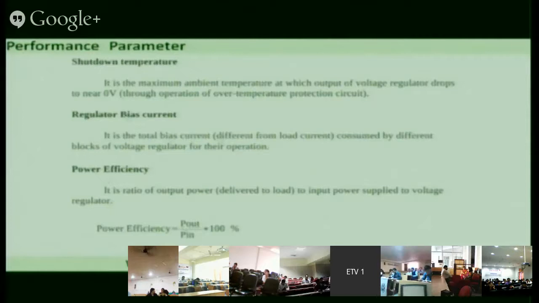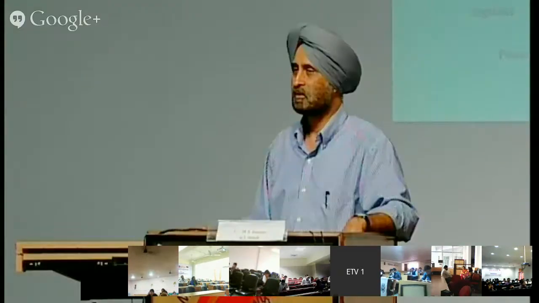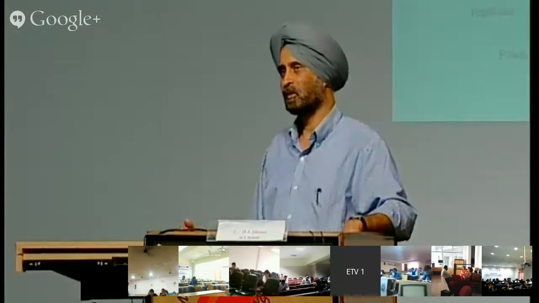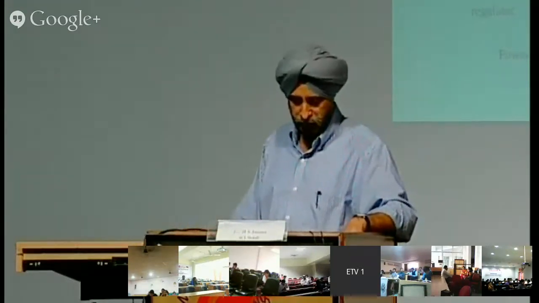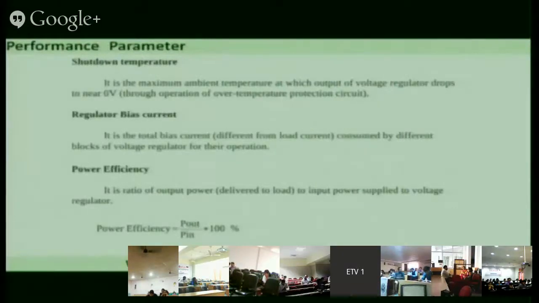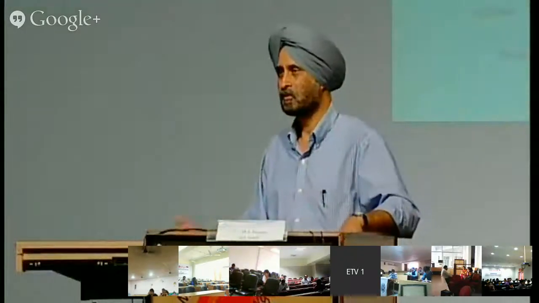Regulator bias current. What does bias current mean? The total current which is consumed by the voltage regulator is known as the bias current. It is drawn from the power supply, and this is the total current. Then there is the concept of power efficiency. Efficiency is the ratio of output power to input power, multiplied by 100%. How much power you are giving and how much power is being output. You divide both of these, and that is the efficiency.